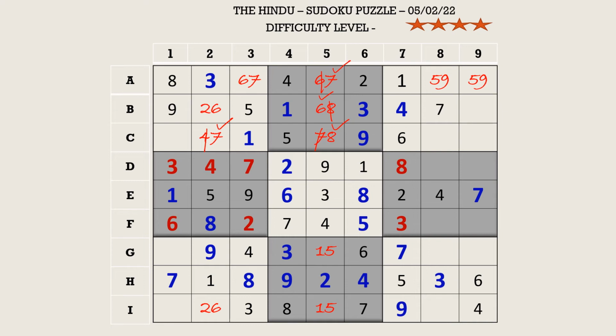A3 becomes 6. B2 becomes 2. And now the only missing number in the first block is 4. So in B row the only missing number is 8. Now in the third block the missing numbers are 2 and 3. There is a 3 blocking from here. So C8 takes 2 and C9 takes 3.